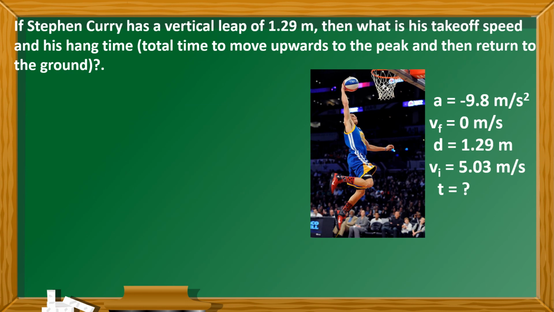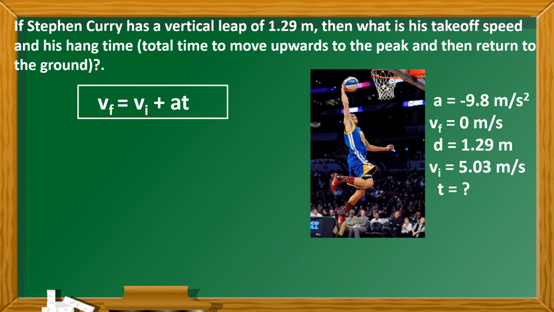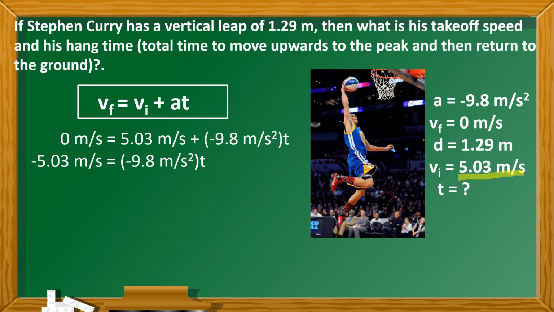Looking at the variables again, the formula that we're going to use to compute for time is final velocity equals initial velocity plus AT. Earlier, we computed that our initial velocity is equal to 5.03 meters per second. So computing, our final velocity, 0 meters per second, is equal to the initial velocity, 5.03 meters per second, plus acceleration, which is negative 9.8 meters per second squared, times time. Simplifying the equation, we have negative 5.03 meters per second is equal to negative 9.8 meters per second squared times time.